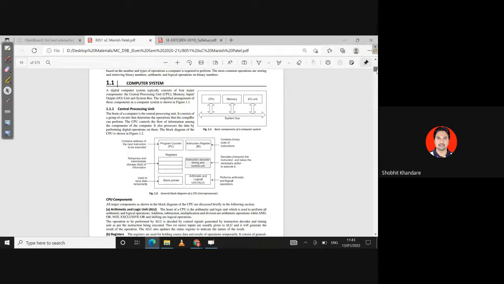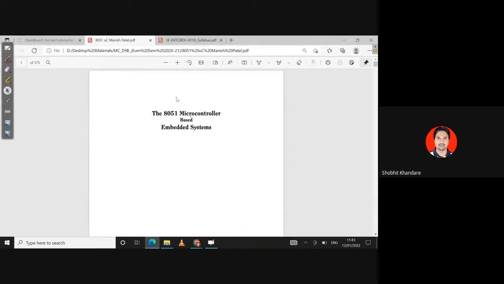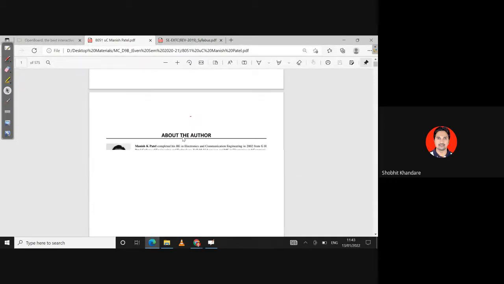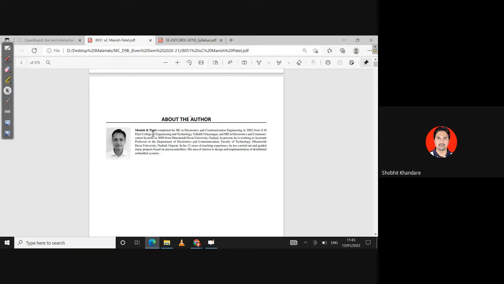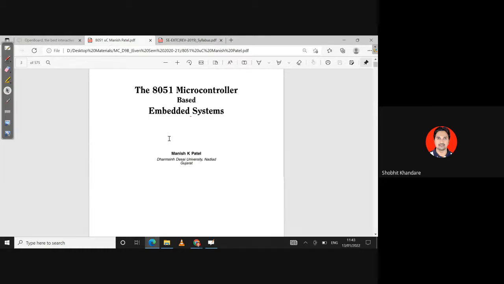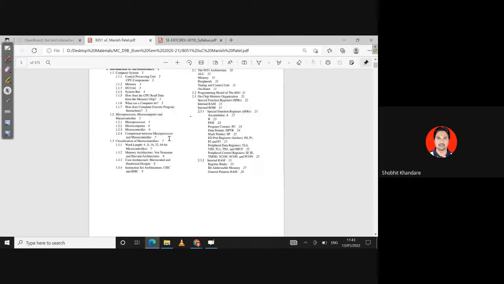Let me show you the name of this book. 8051 Microcontroller Based Embedded System. And the author is Manish Patel. See the contents.